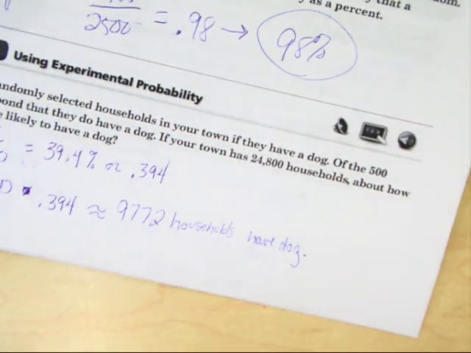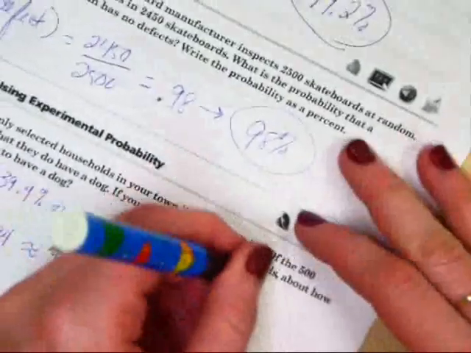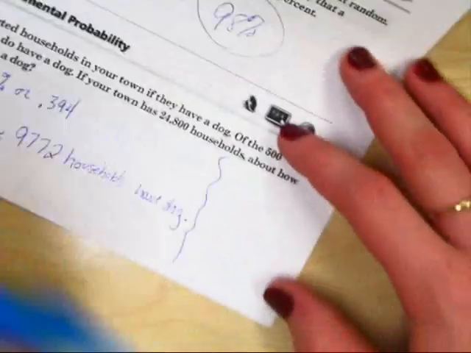And that's it. If we asked, by the way, how many don't have a dog, you would just subtract that from 24,800. Now, is there another way of doing this? Absolutely. Let me just show you. Maybe you would prefer this.